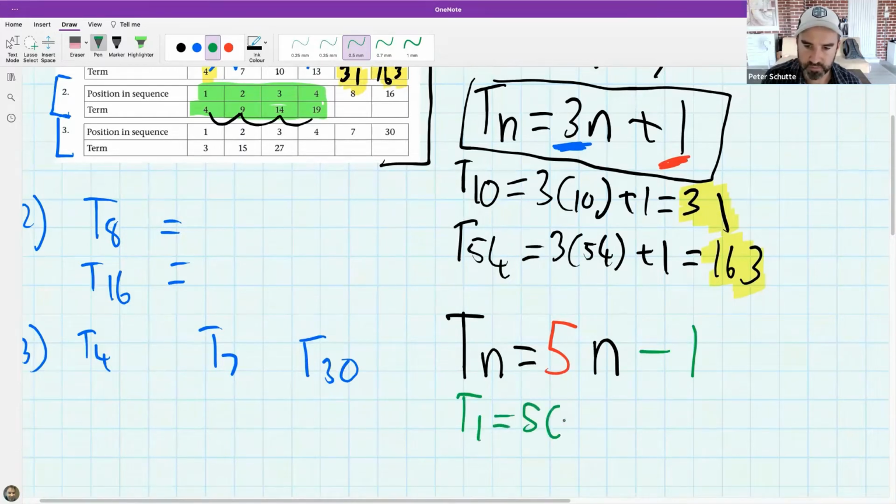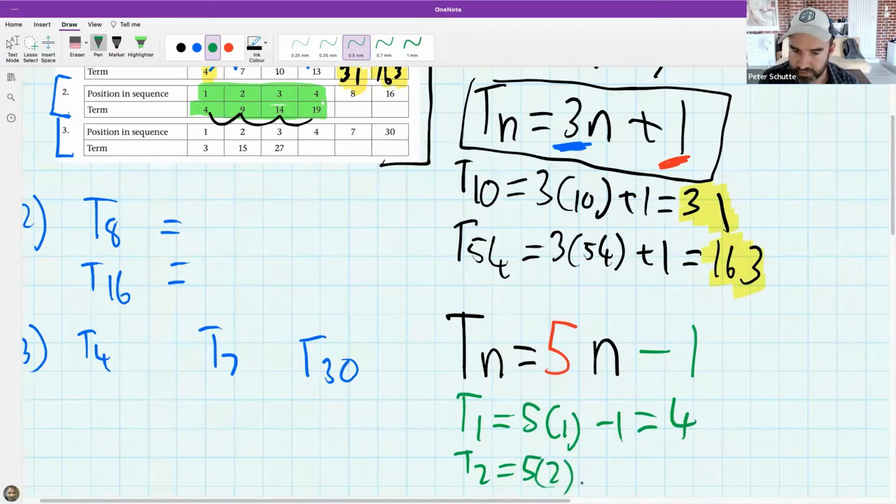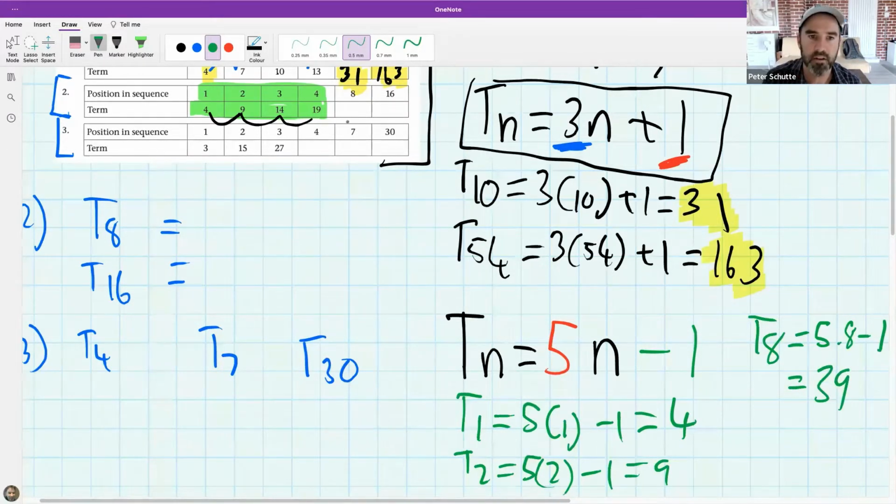T1 is 5 times 1 minus 1, which is 4. Let's see if now I'm hoping if I've been a good math teacher, I should get 9. So let's see if I'm a good math teacher. 5 times 2 minus 1. Okay, I'm having a good day. So now the question is, well, how do I get T8 using this formula? And I think I should just be able to put an 8 where the n is. So 5 times 8 minus 1, which gives me 39.